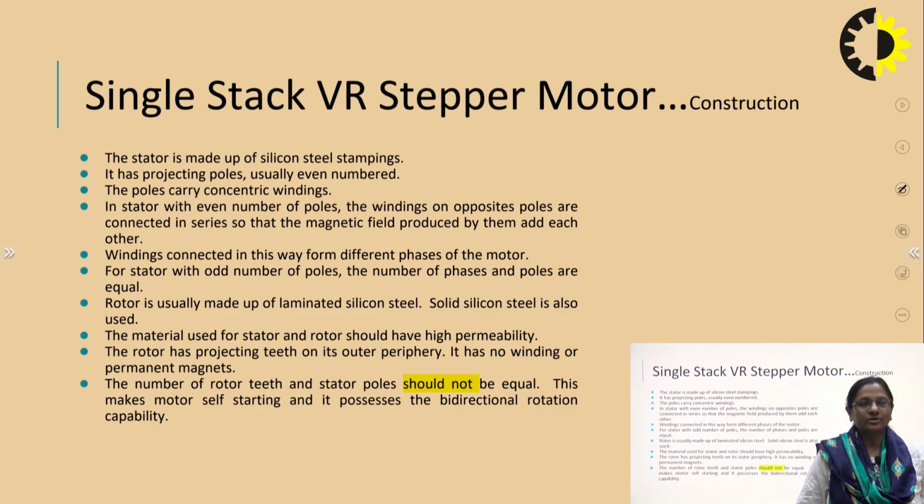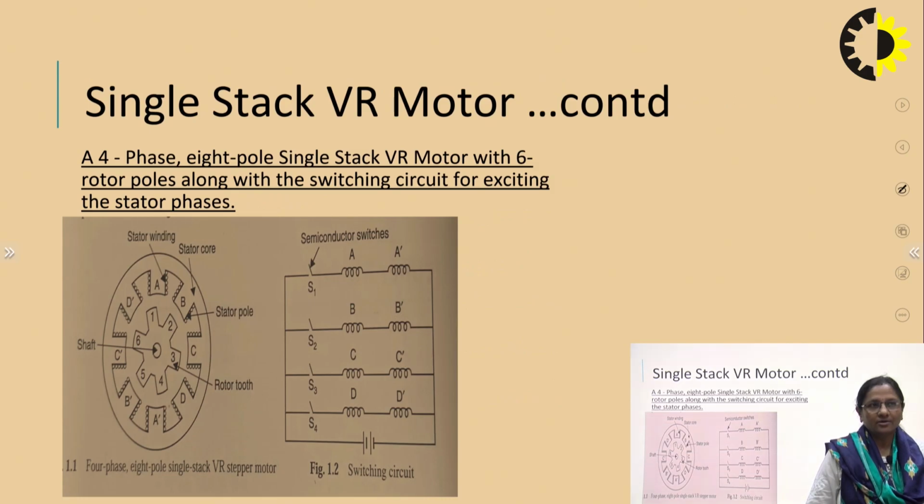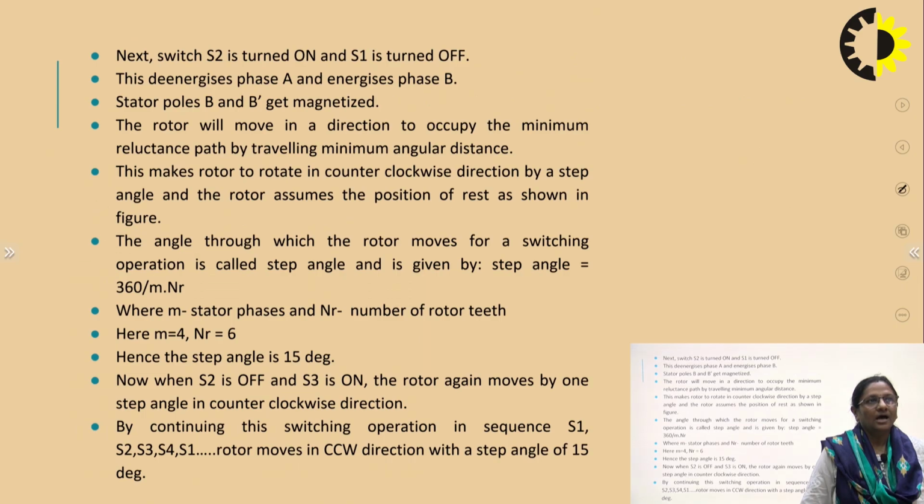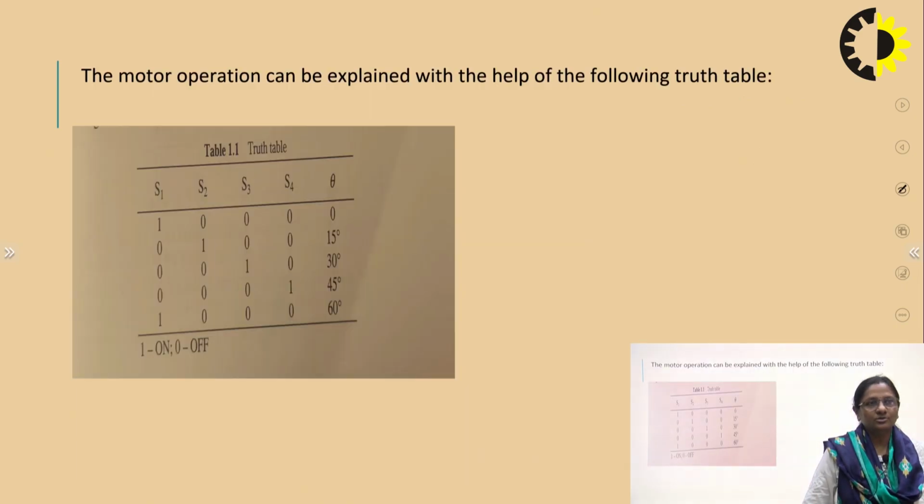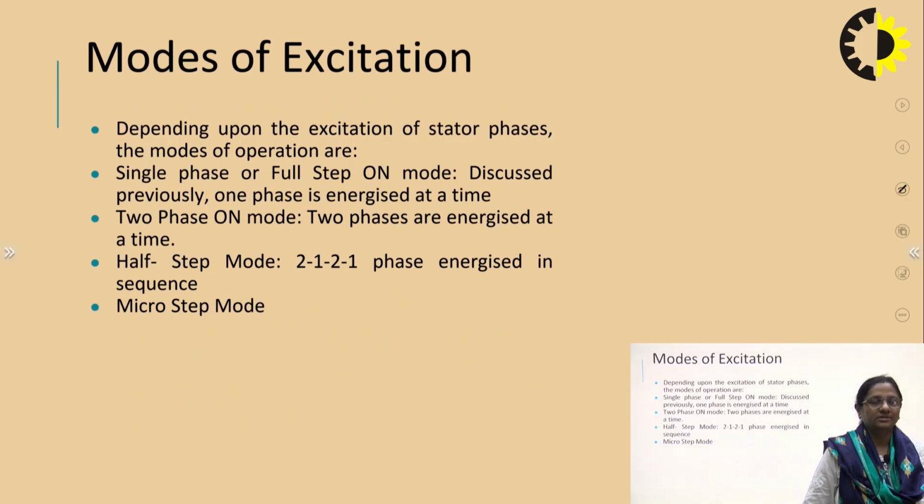We discussed the operation of single stack variable reluctance stepper motor having 4-phase, 8-pole, 6 rotor teeth, along with its switching circuit for excitation of the various stator phases. After that, I was supposed to discuss the operation of variable reluctance stepper motor under various modes of excitation.